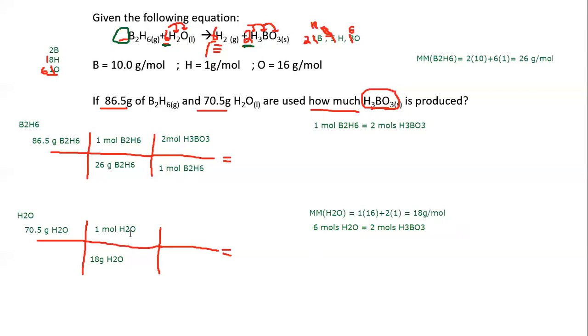So since we're starting with moles of water, it goes on the bottom in our conversion to moles of product, and H3BO3 goes on top. Now we can plug and chug. You multiply everything on top, divide by everything on the bottom.